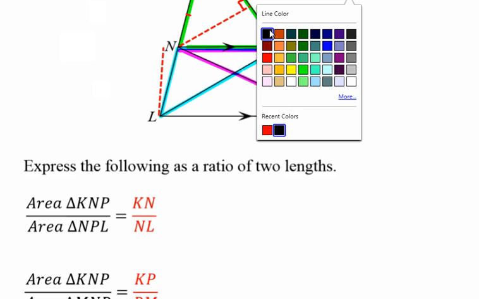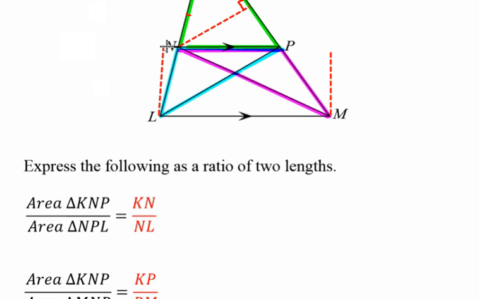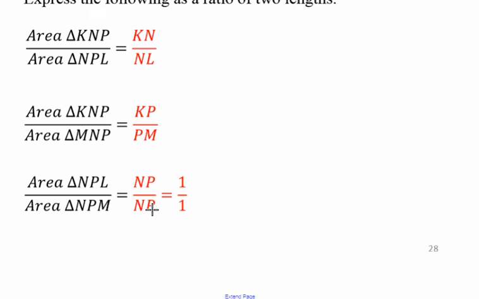What we can do here is just extend those lines. But anyway, you should be able to see the altitude. There's a right angle, there's a right angle. So they've got the same altitudes, they're not sharing it, but it's the same length, and they share a common base, so it's going to be the base divided by the base. They have the same base, so it's NP over NP, which is 1 over 1.